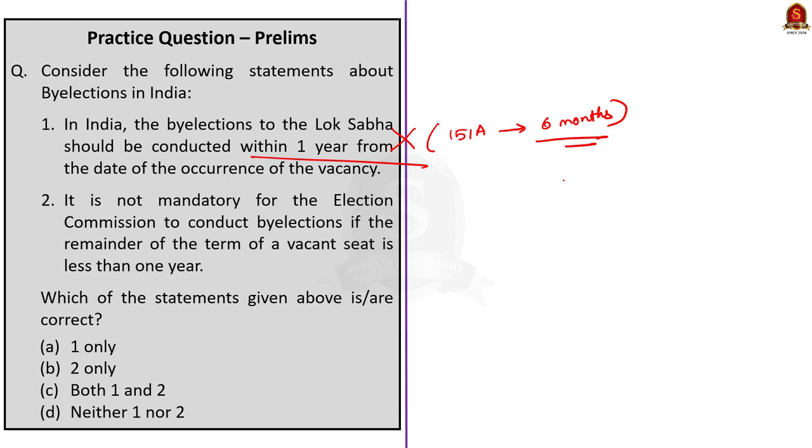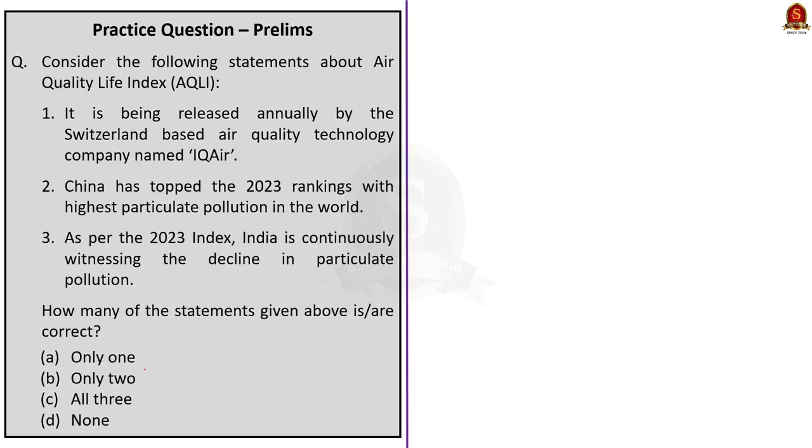Now, moving on to the second statement, it is not mandatory for the Election Commission to conduct by-elections if the remainder of the term of the vacant seats is less than 1 year. This statement is correct. This we saw in the discussion itself. Since they are asking for the correct statements here, the correct answer here is option B, 2 only. Moving on to the last question.